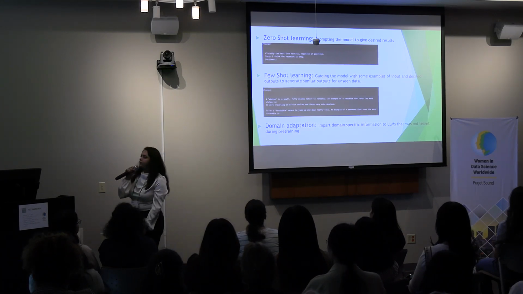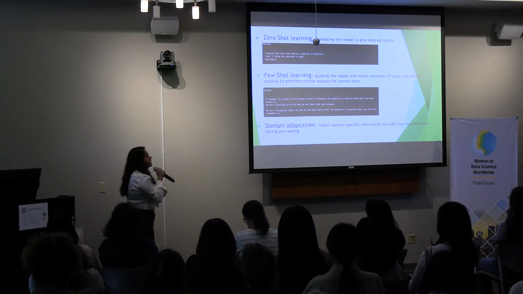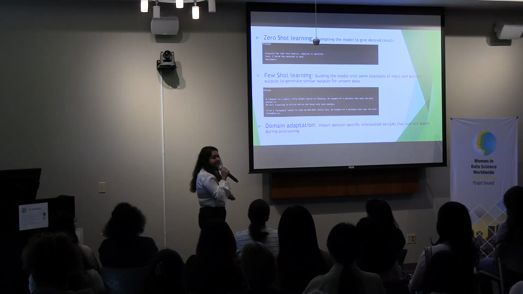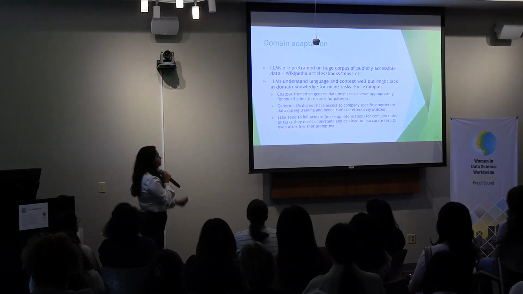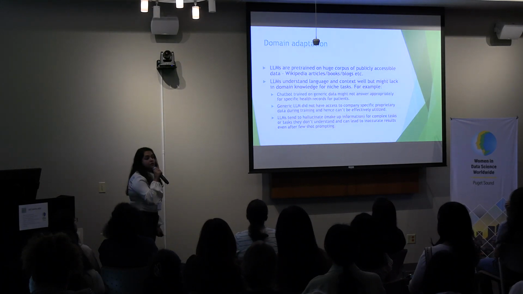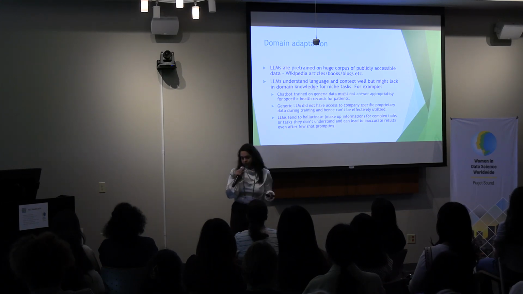But they are not good enough in the cases where we have proprietary data, for example, company-specific data or data that is not openly available. In that case, LLMs will not work very well. In that case, we will need something called domain adaptation. Domain adaptation means to actually make LLMs work on your data.